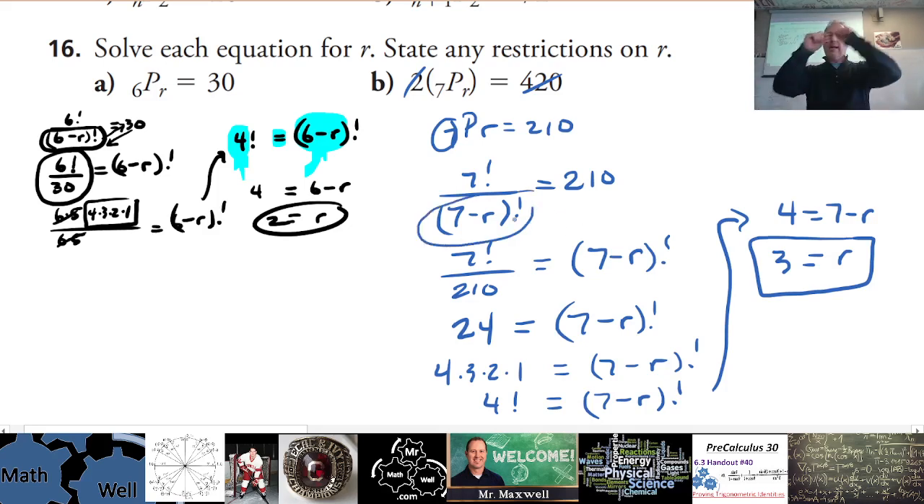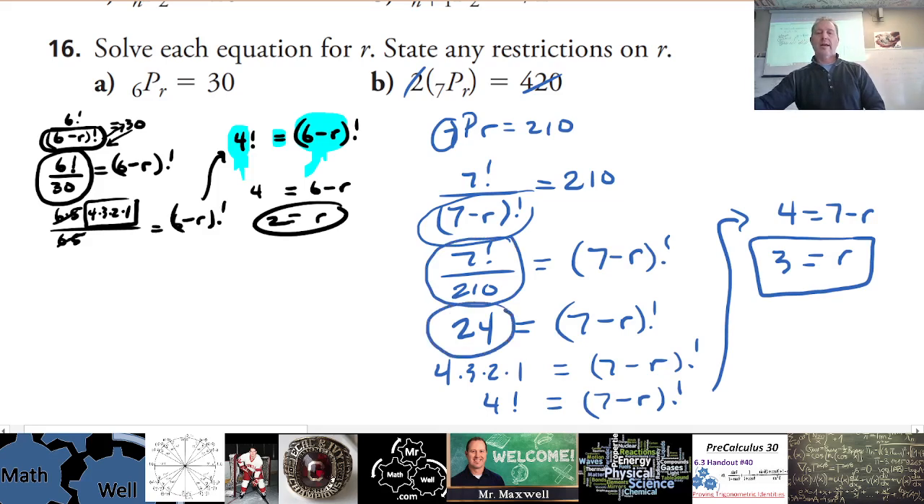So multiply both sides and then divide both sides by 210. And you get something like this. When you simplify 7 factorial over 210, you should get 24. Sorry, am I frozen? You should get 24. When you get 24, now the tricky part is finding out if 24 can be represented as a factorial.